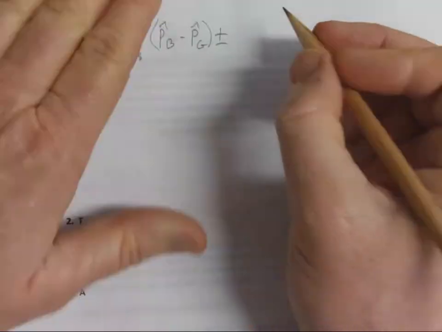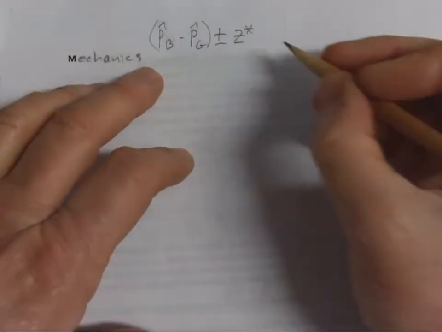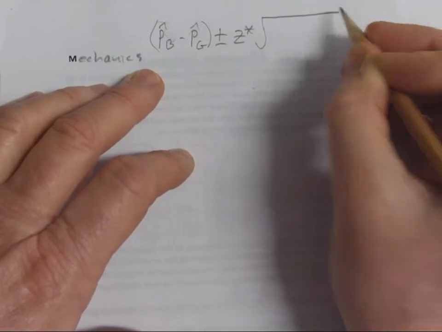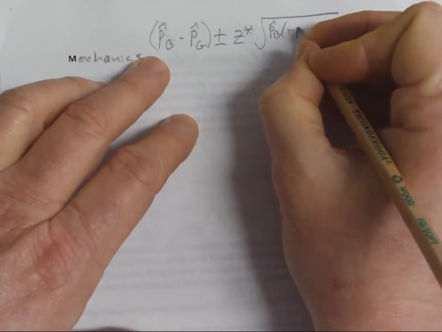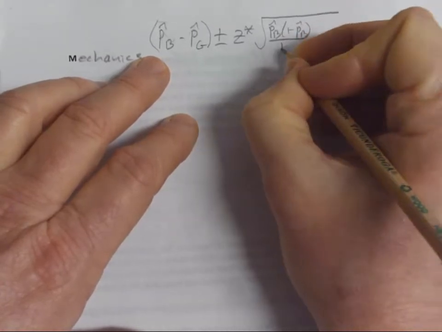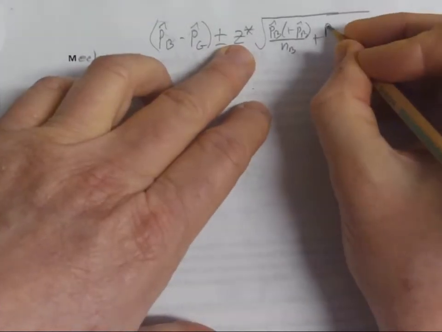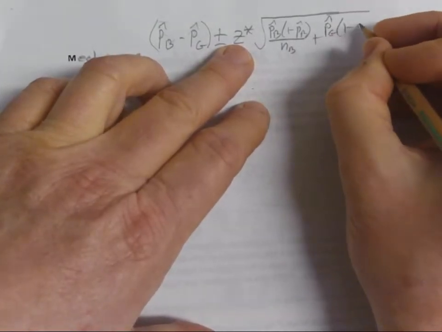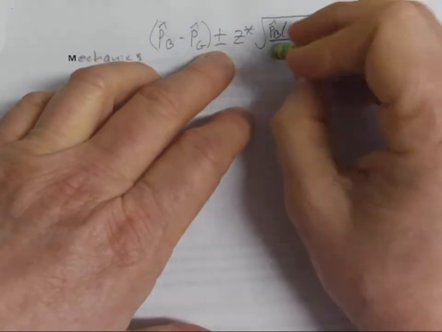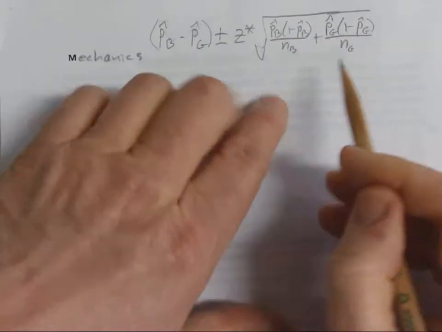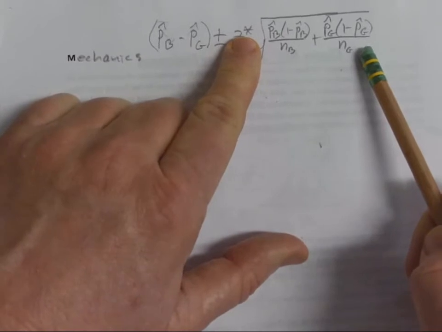Plus or minus our critical value, which is our z star, which we can get off a table or use inverse norm on our calculator to get. The square root of p hat for boys times 1 minus p hat for our boys over the sample size for our boys, and then plus the same with the girls. We take our girls' p hat and then 1 minus that, and then the sample size for our girls. So there we go. And that is the standard error. This thing right here. If you're asked what's the standard error, it's that.